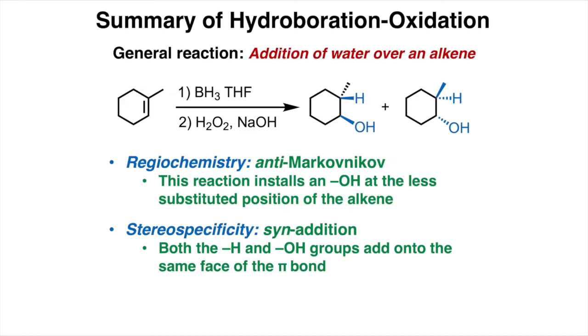In conclusion, hydroboration converts an alkene into an alcohol group using borane, hydrogen peroxide, and sodium hydroxide. This reaction is both anti-Markovnikov as well as stereospecific.